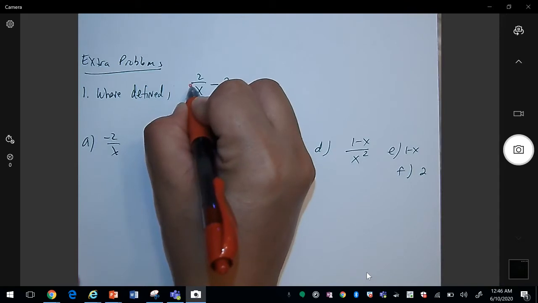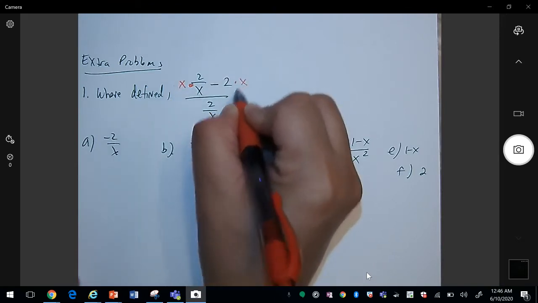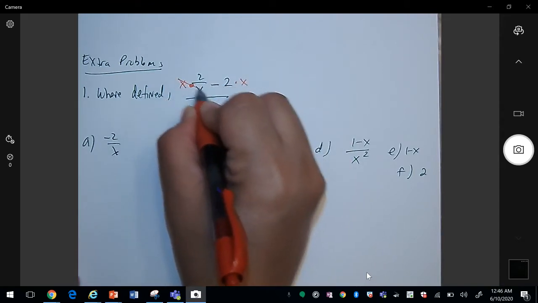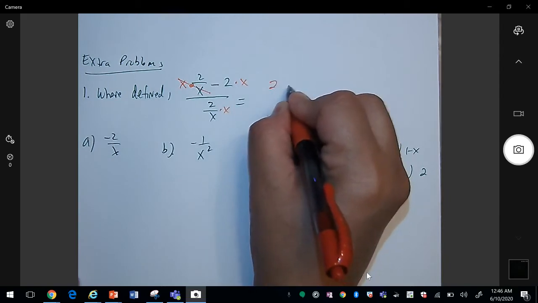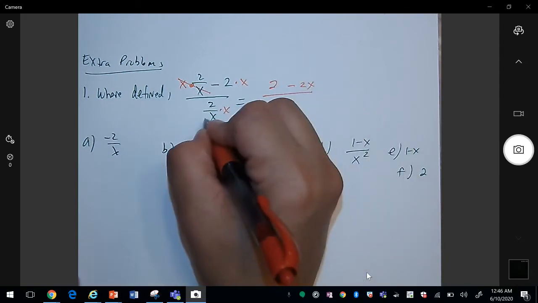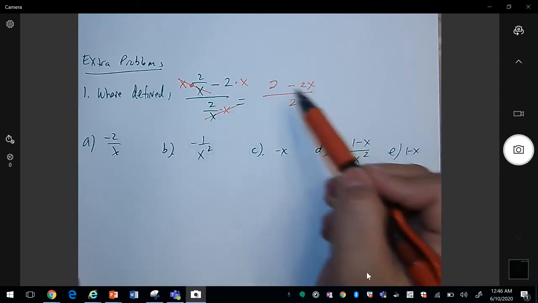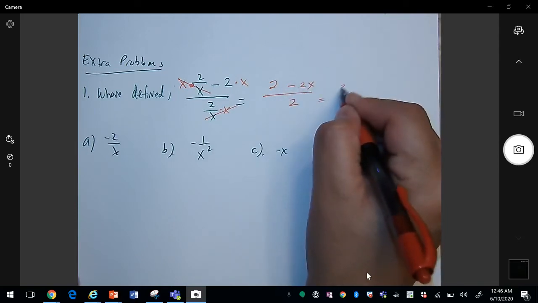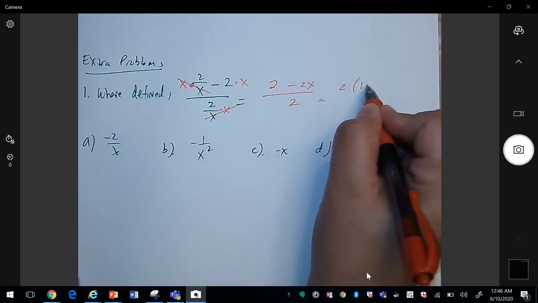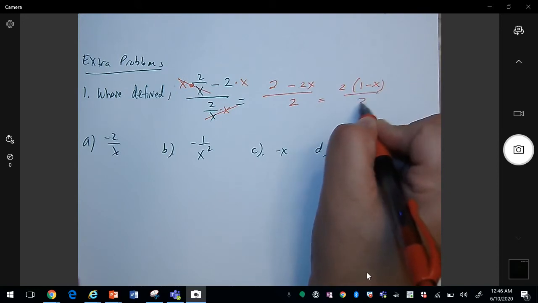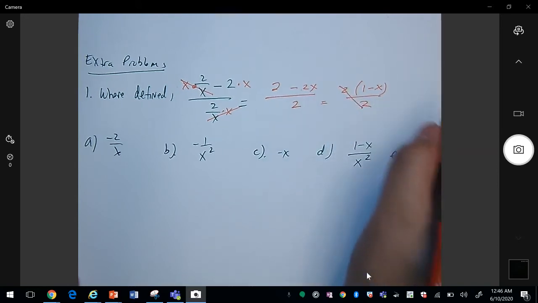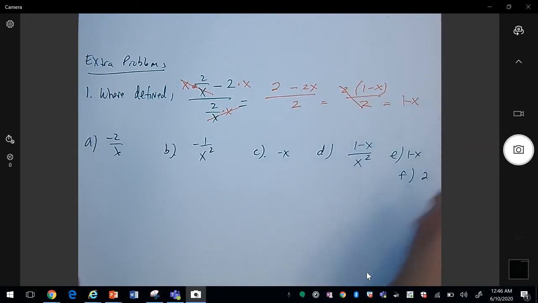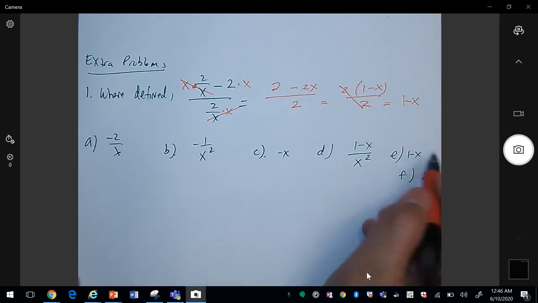This problem we would multiply everything by x. So here the x's cancel, leaving me with a 2 minus 2x divided by 2. I can factor out a 2. So I would end up with 1 minus x divided by 2. The 2's will cancel, giving me 1 minus x, which is letter E.